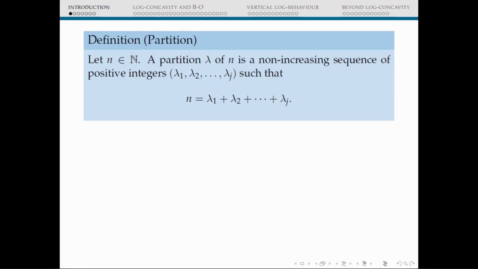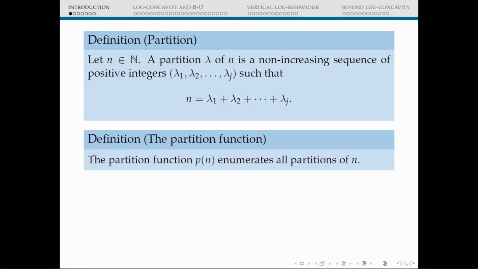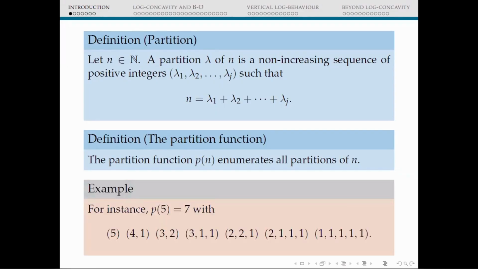And with this definition, we can introduce the well-known partition function, which was introduced by Euler in the 18th century, and which is a quite complicated function, as we will see soon. So in particular, we have, for instance, 7 partitions of 5 that correspond to the following sequences. But today, I will just say a few words about some results concerning the partition function. I would like to mostly concentrate on some generalizations of the partition function.